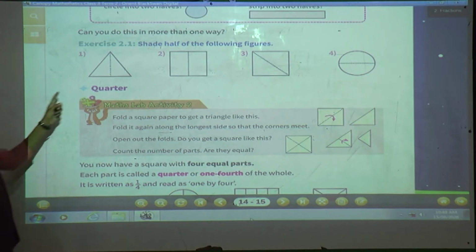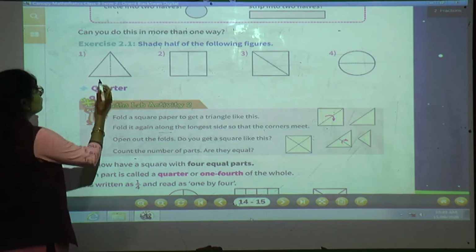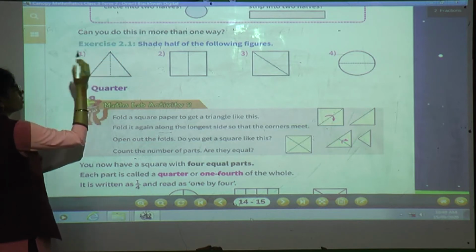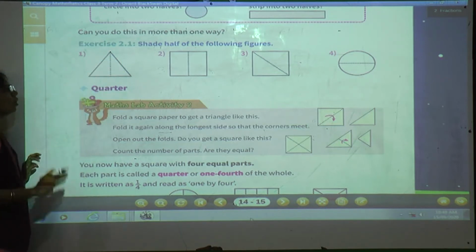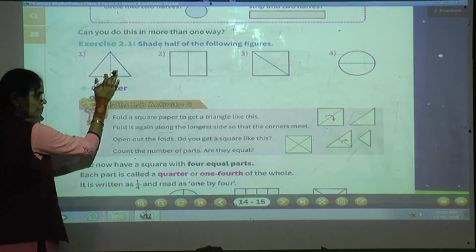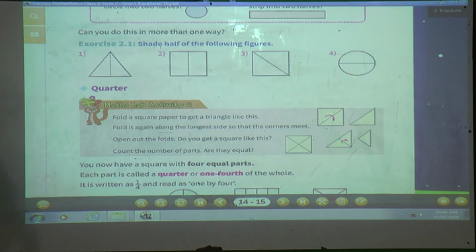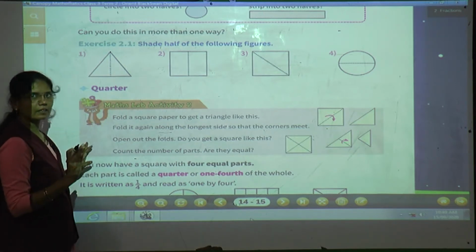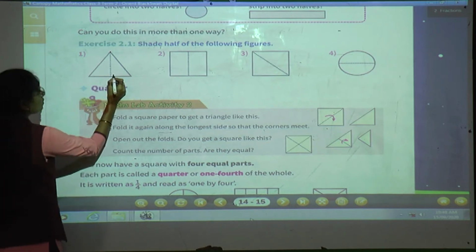Now see here, here you can see one triangle. When we divide this triangle into two equal parts, we get each part like this. From this corner, if we fold this triangle, we get two equal parts, and each part is called a half. So what is the question? Shade half of the following figures. Now we have to shade half of the triangle, the half part of the triangle. So let us shade.